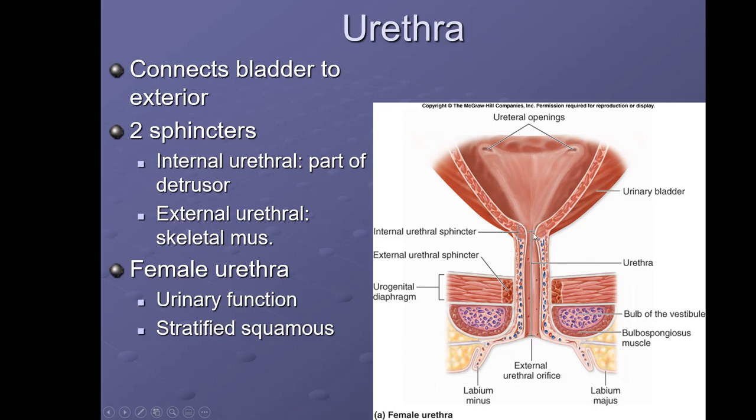Then there are 2 regulatory sphincters: an internal urethral sphincter and an external urethral sphincter. The internal one is part of the detrusor muscle, which is smooth muscle. The external is skeletal muscle, so obviously it's voluntary. This allows you to hold the urine in until you're ready to release it.